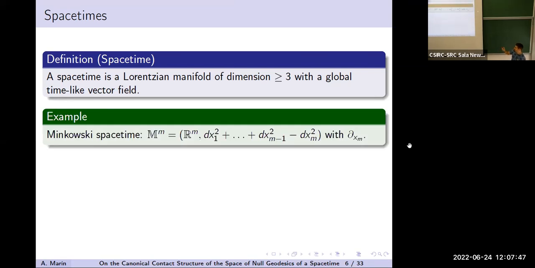Do we have examples of this? Well, of course, maybe the most basic one is Minkowski space-time, where I take R^m and then I take the last coordinate to be negative, and I can take this time-like vector field tangent to the last coordinate.